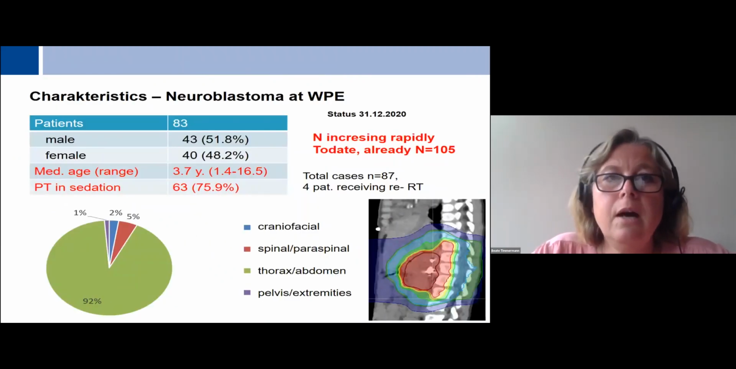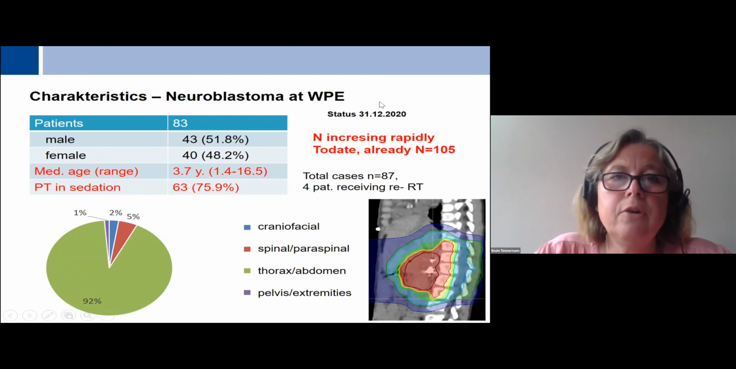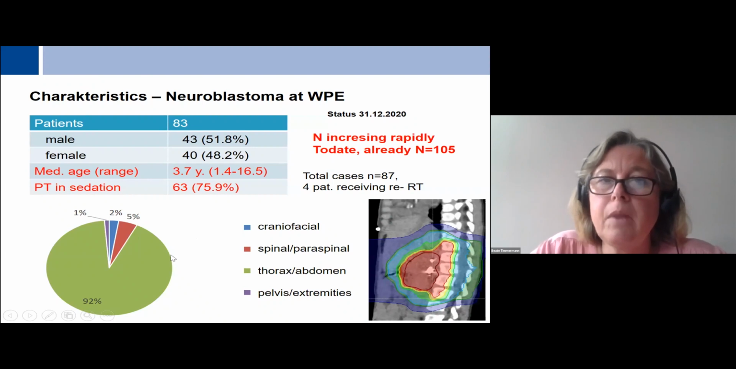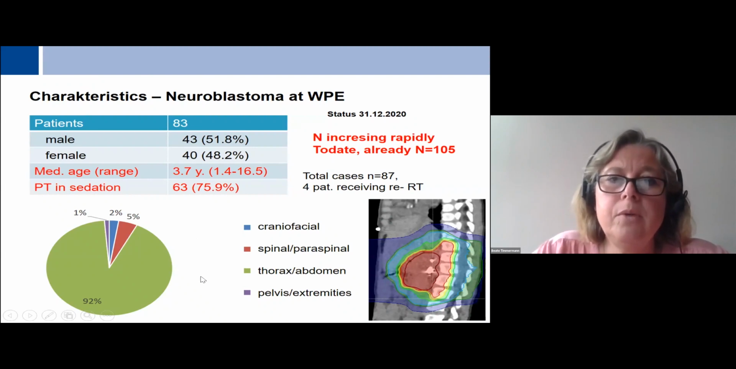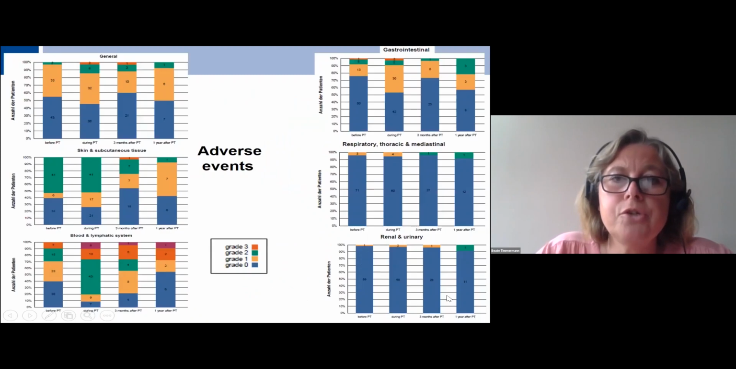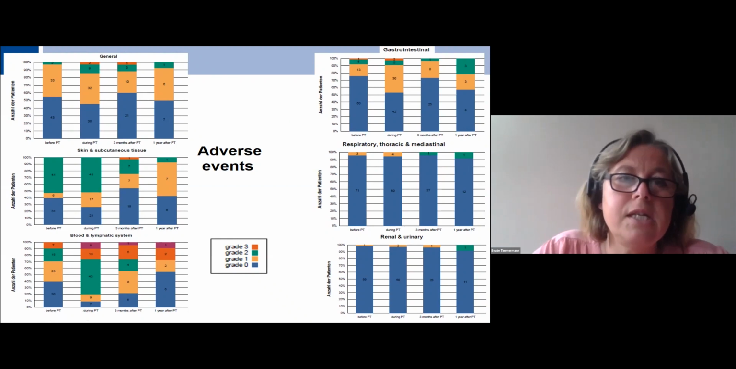So also at our institution, we see an increasing number of patients. At the end of last year, we had 83 patients treated with neuroblastoma. Today, we have already more than 100 patients. So the use of proton beam therapy also in Germany is really increasing, with the majority of them having upper abdomen sites like displayed here. We also collect all information on adverse events prospectively on the patients, and we see that, as also published, side effects are mainly seen for the blood system.